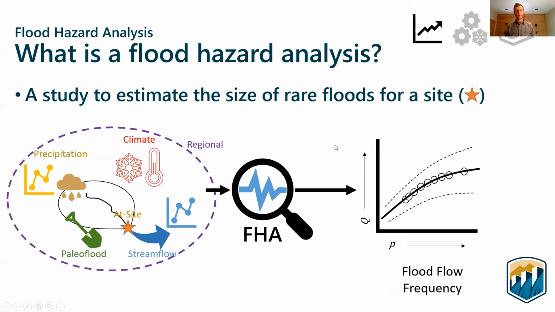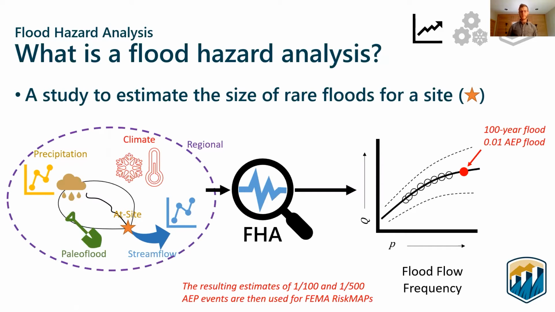You're probably most familiar with this in the 100-year flood or the 500-year flood, the 0.01 AEP, annual exceedance probability flood, right? We use these all the time in our FEMA risk maps, where we've got our 100-year and our 500-year floodplains defined. Those are based on the estimates of the flows that have that kind of recurrence or annual exceedance probability. And so a flood hazard analysis is really the study that allows us to estimate the magnitude of those floods.